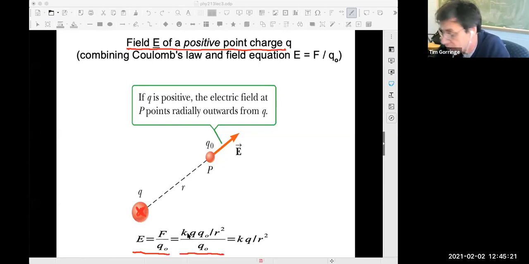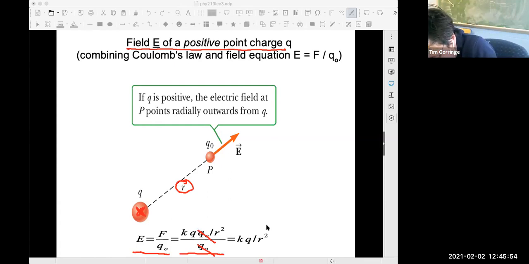So Coulomb's law says that the force is simply the Coulomb constant, the force constant, times the product of the sizes of the two charges, so that's Q and Q naught, divided by the square of the distance separating the two charges. That's this r here. When I do that, I see that the charge of the test charge, that's the Q naught, actually cancels out from the numerator and denominator. And we're left with this equation here.